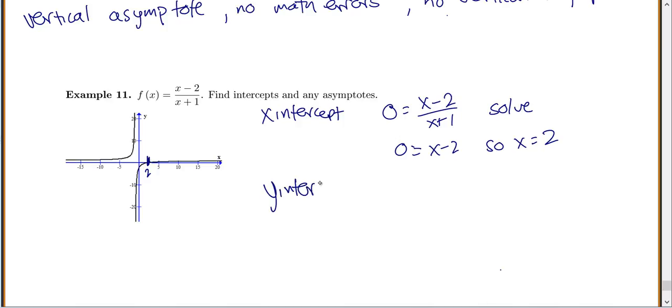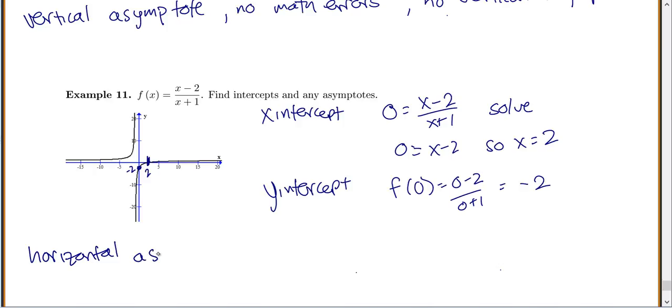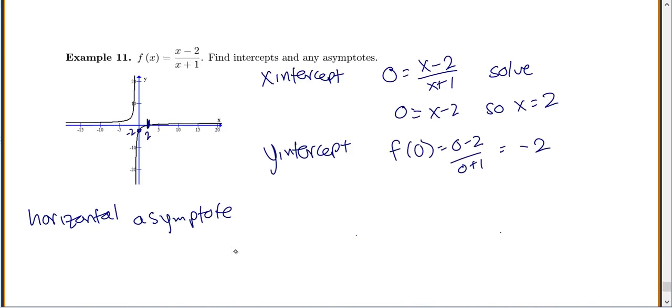For the y-intercept, you plug 0 into f of x, so f of 0 equals 0 minus 2 over 0 plus 1, which is negative 2. There's my negative 2. Okay, that sounds right. Okay, now for the horizontal asymptote. You take the limit as x goes towards infinity of x minus 2 over x plus 1.